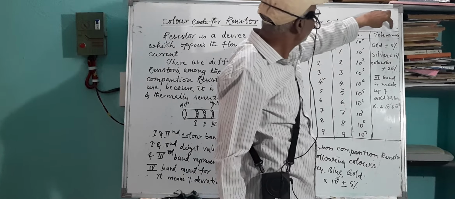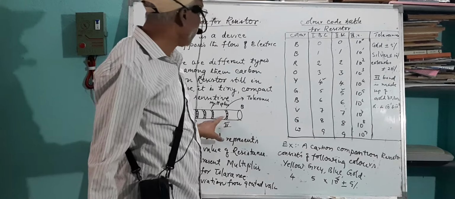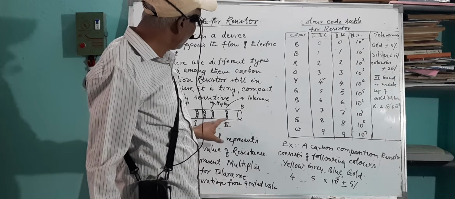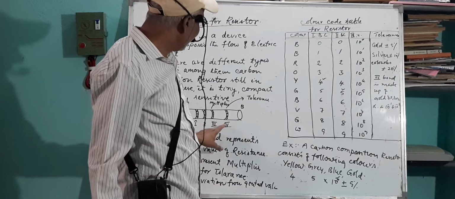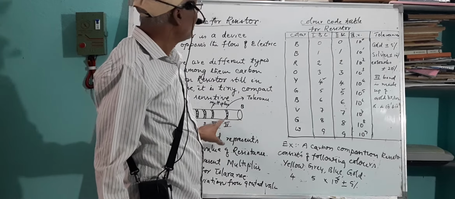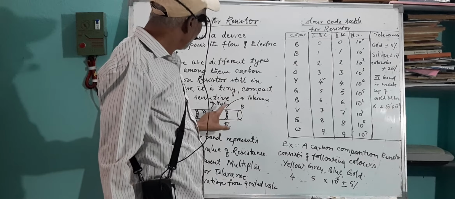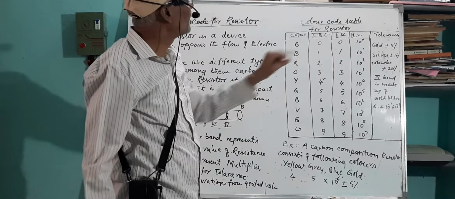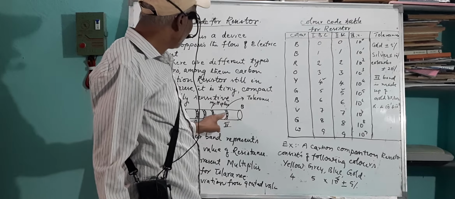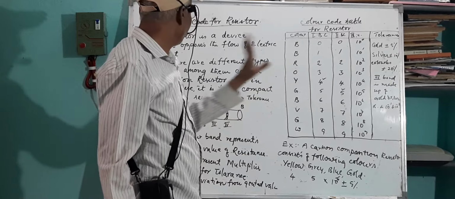Whereas for the tolerance, the fourth band usually may be either gold or silver. If the fourth band is made up of gold color, the percentage deviation, I mean the tolerance value, will be plus or minus 5%. If the fourth band is made up of silver color, the percentage deviation, I mean the possible variation of the standard value, is about 10%.